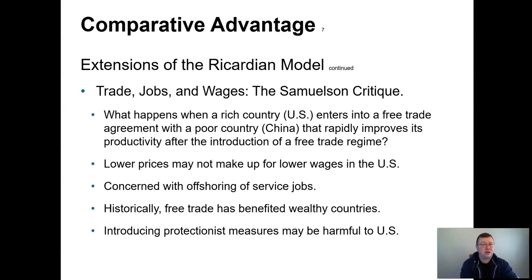It's cheaper. Going to Walmart, they've got stuff that's cheap. It's a lot cheaper than what we could do if we tried to produce everything in the U.S. So there's no doubt that consumers benefit. But Samuelson said, and he's got a valid argument, lots of places have been devastated as a result of that.